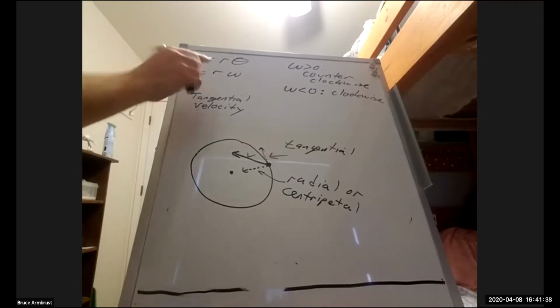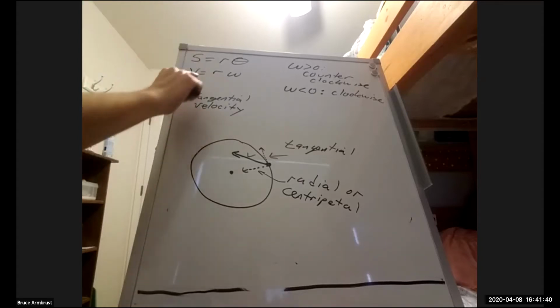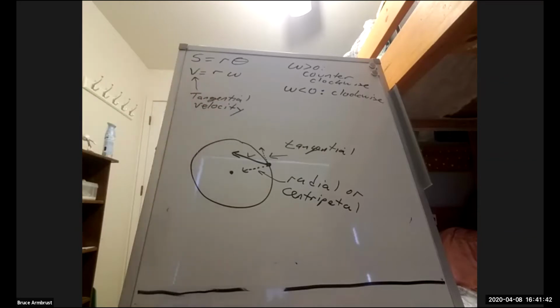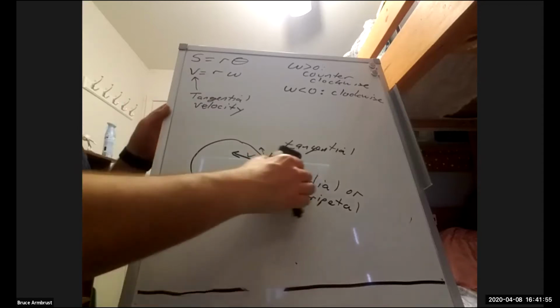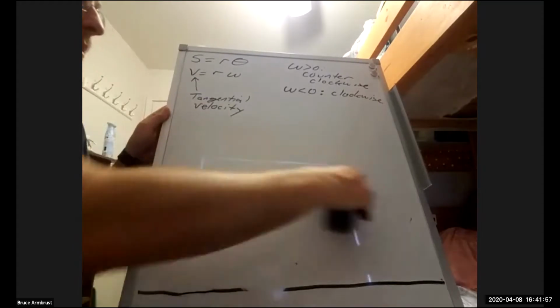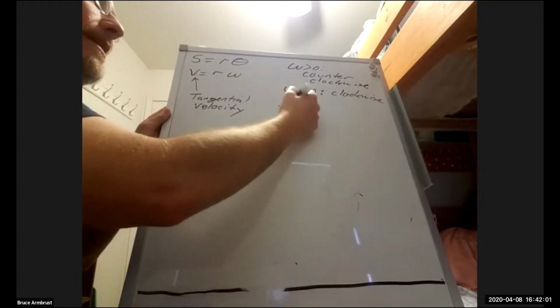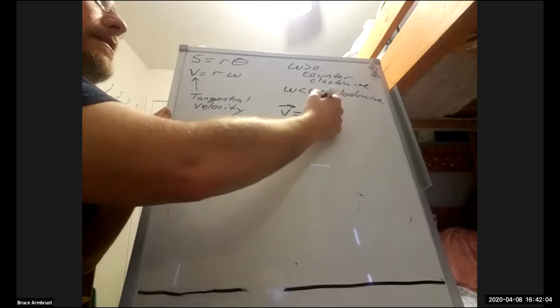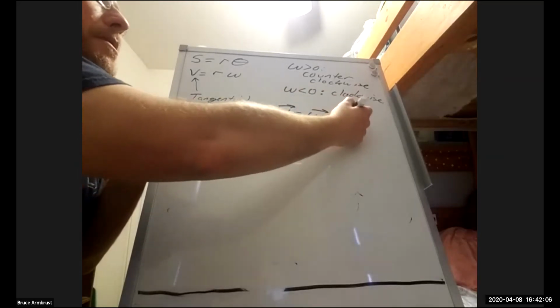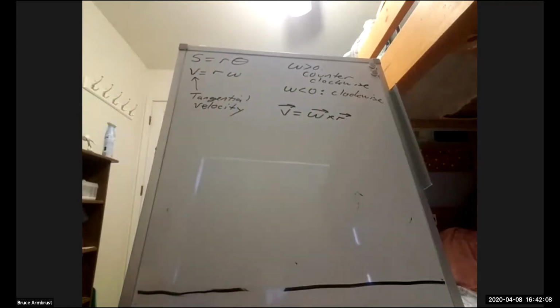All right, well, to get back to my point, when I wrote this V equals R omega, that's really just talking about the magnitude, and specifically the magnitude of the tangential velocity. But there is a vector relationship between these things, and it looks like this. If we go to vectors, we get that V is equal to omega cross R.